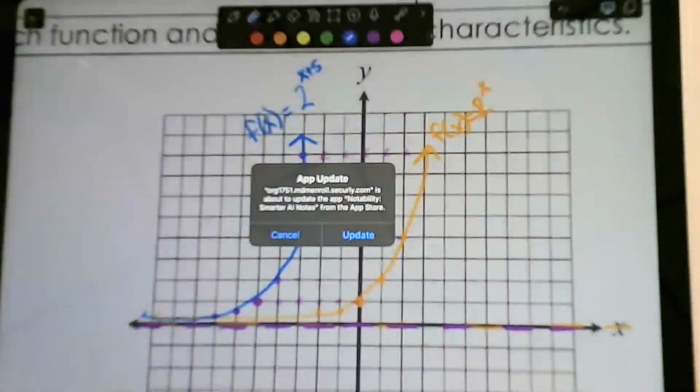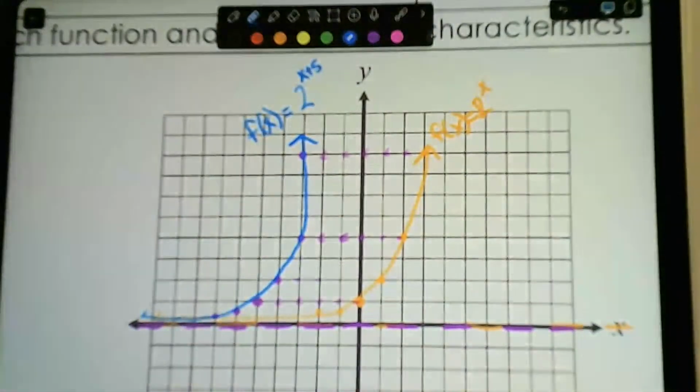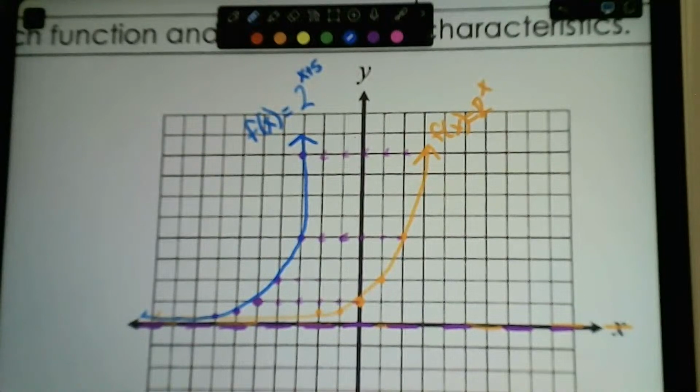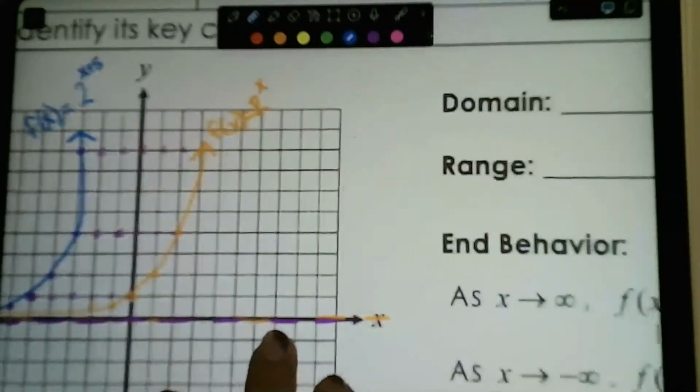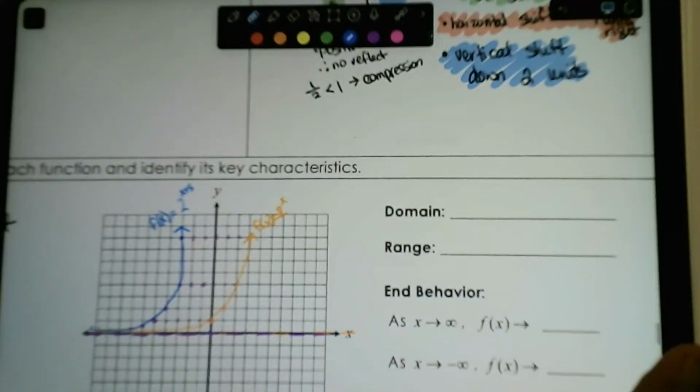The parent function is pronounced f of x equals 2 to the x power. Please feel free to write that in English for yourself, especially if the math notation makes you go, what the function? I know you can do the characteristics at this point, so I'm going to leave that for you.